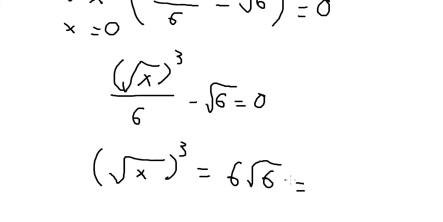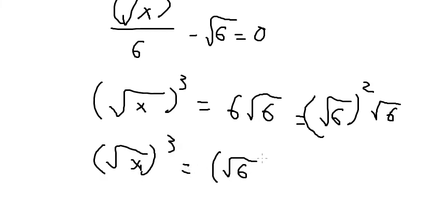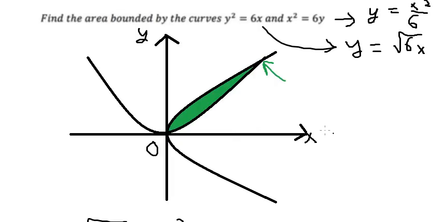So we know that number 6, that's the square root of number 6 to the power of 2. With the square root of number 6, we combine this one. And we have the square root of number 6 to the power of 3. Now we have the same square root and the power 3, so x equal to number 6. And this intersection in here, that's x equal to number 6.